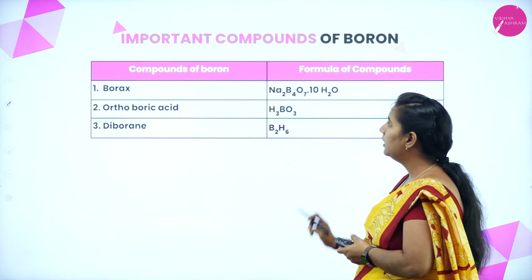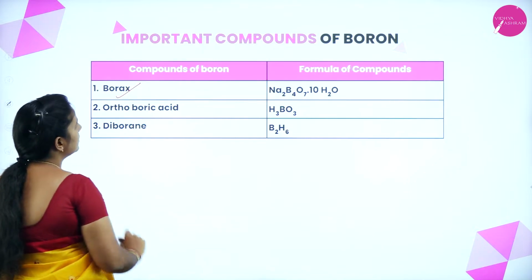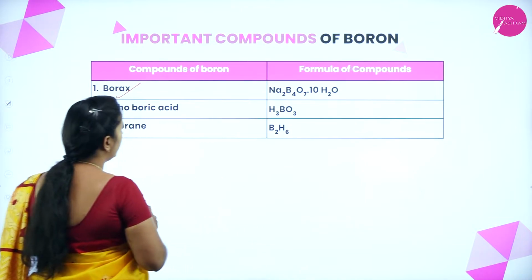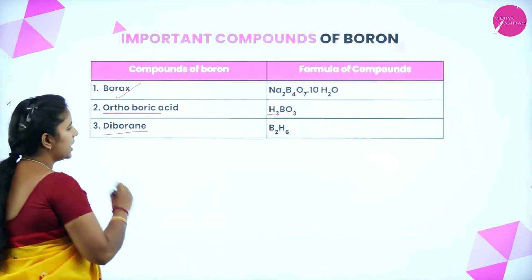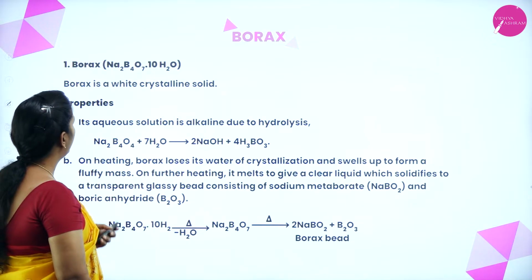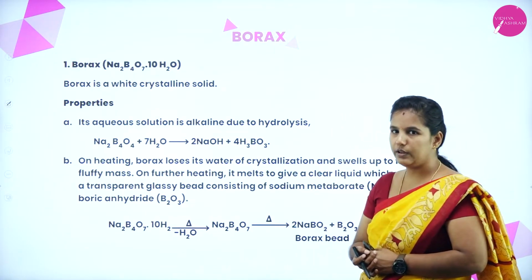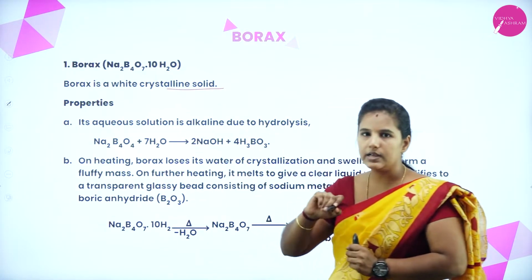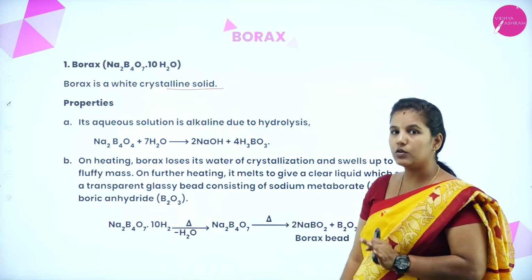Next we have the important compounds of boron. The first one is borax, with the formula Na2B4O7·10H2O, then orthoboric acid, that is H3BO3, and next is diborane, that is B2H6. We'll discuss them one by one. First, I'll go with borax. What is the formula of borax? It is Na2B4O7 with 10 water molecules, and remember it is a white crystalline solid. We'll see some of the properties of borax, which is a compound of boron.